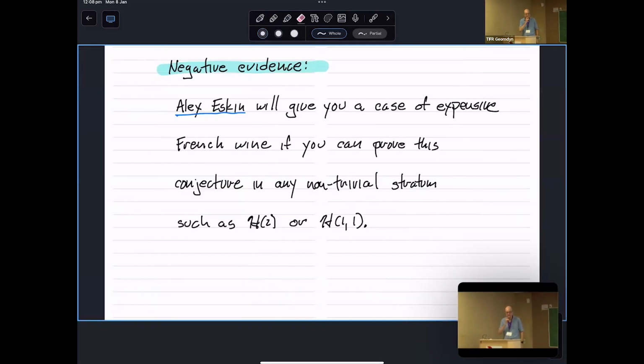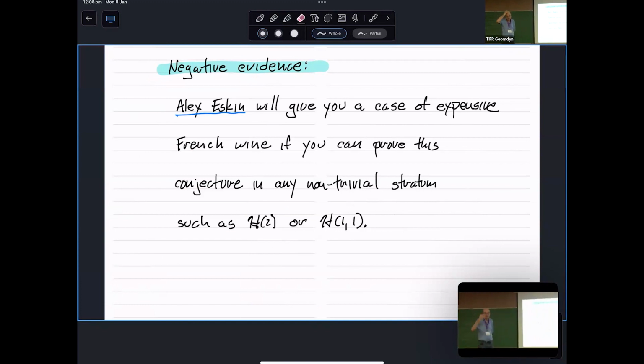Okay, so that's the positive evidence. Here's the negative evidence. Alex Eskin is kind of a visionary in the field. He will give you a case of expensive French wine, which I can find out exactly which one if you need to know, if you can prove this conjecture in any non-trivial stratum. So, for example, the conjecture is true in H0, but if you could prove it in H2 or H11, you get the wine.